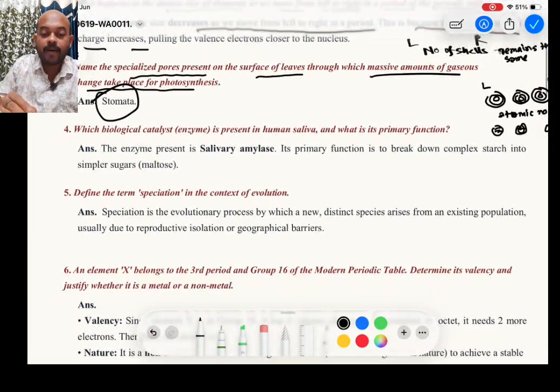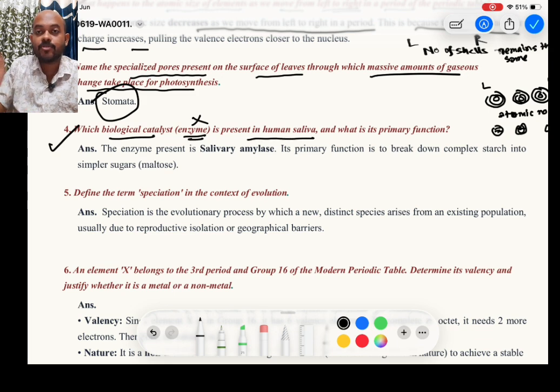Question number 4, which biological catalyst (in bracket enzyme is given)? It may not be given in exam. If enzyme is given, which biological catalyst is present in human saliva, what is its primary function, you should know that. What are enzymes? Enzymes are biological catalysts. That is why it may be given biological catalyst or enzyme. As you are already well aware about enzymes, you may be given biological catalyst. So you should know that enzymes are the biological catalysts. The enzyme present in human saliva is salivary amylase, remember.